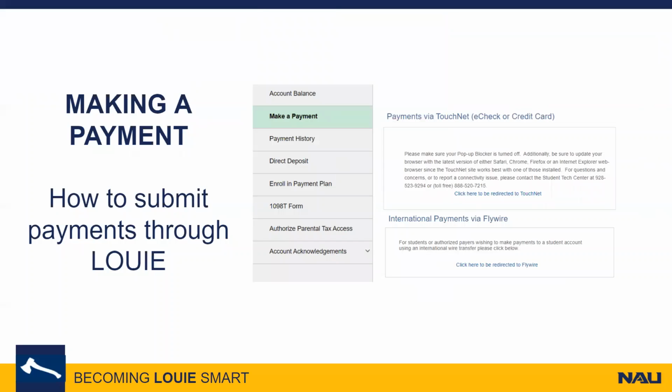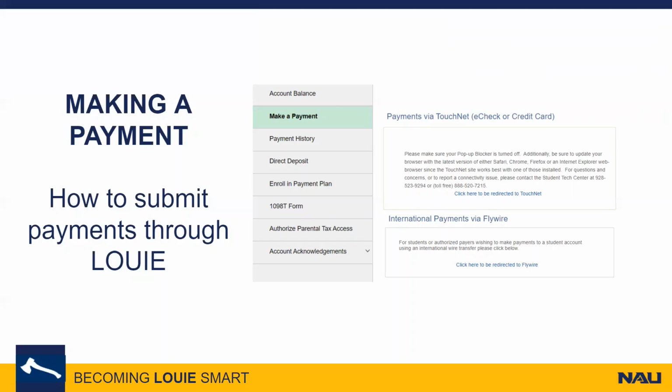To make payments instantly, you can select the Make a Payment tab under the Financial Account tile. NAU utilizes two different third parties, TouchNet and Flywire, for making online payments. You have the option to make electronic check or credit card payments by following the blue TouchNet link. If you choose to pay part or all of your account balance with a credit card, please note that there is a 2.85% service fee associated with paying through this third-party source.